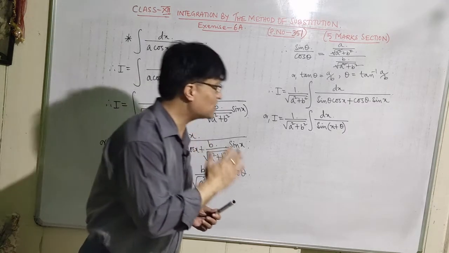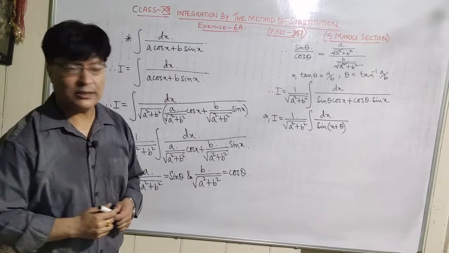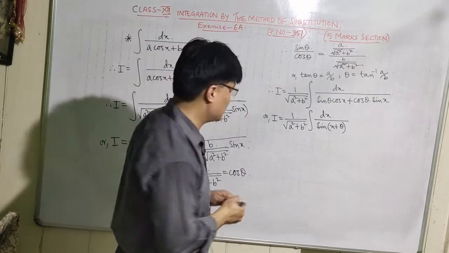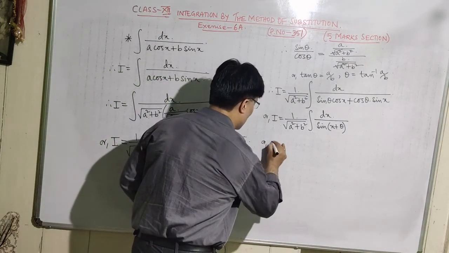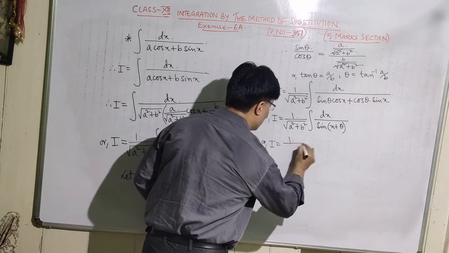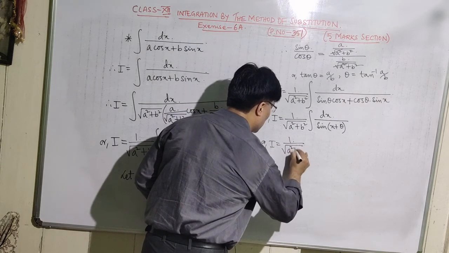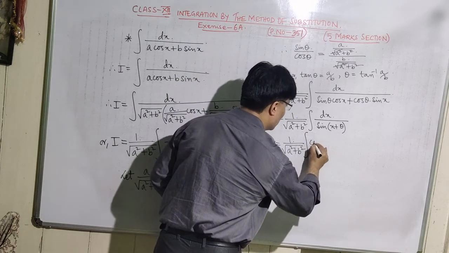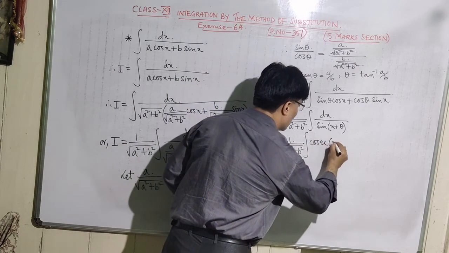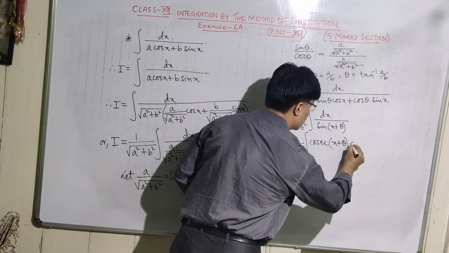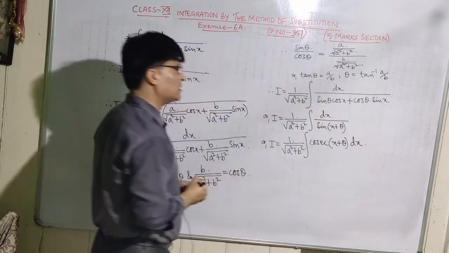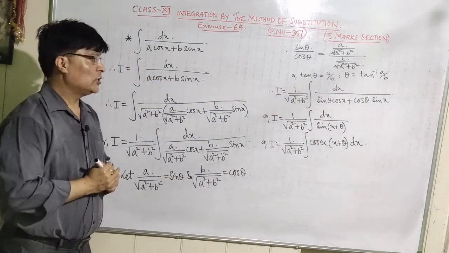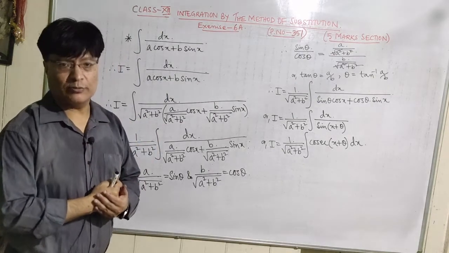So theta is tan inverse a by b, which is constant. Only the variable here is x. Or I is equal to 1 upon root over a square plus b square integration of, what is it? It is cosec x plus theta dx. So how will you integrate it now?